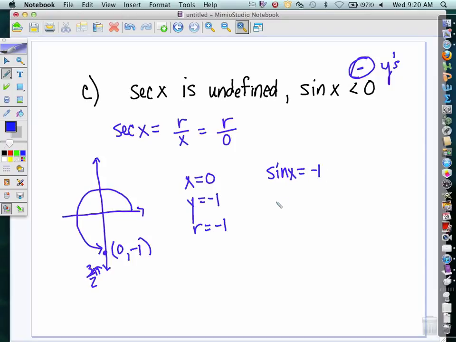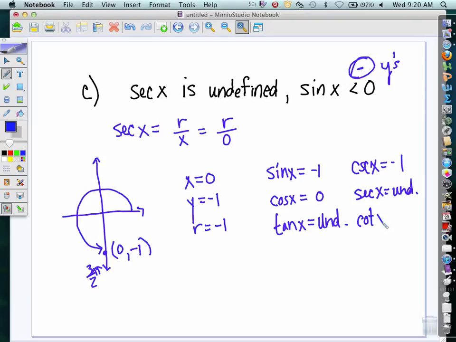So I can list my identities now. My sine of the angle is -1. My cosine of the angle would be 0. Tangent of the angle is undefined because you are taking -1 divided by 0. Cosecant of the angle would also be -1. Secant is undefined. And cotangent of the angle would be equal to 0. And that is it. So you got to find the right location.